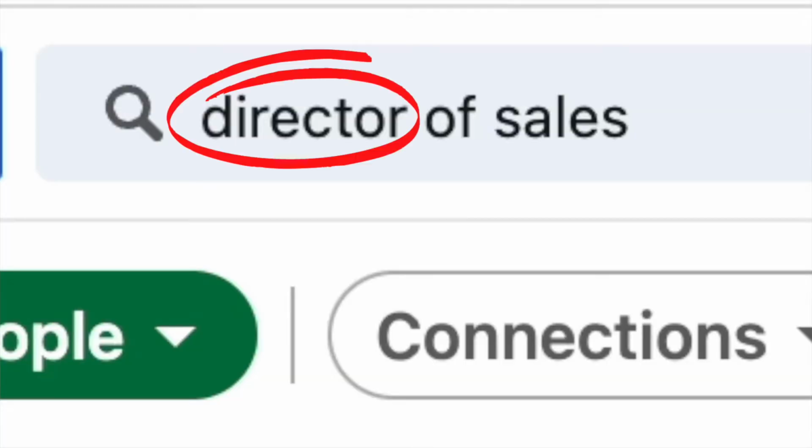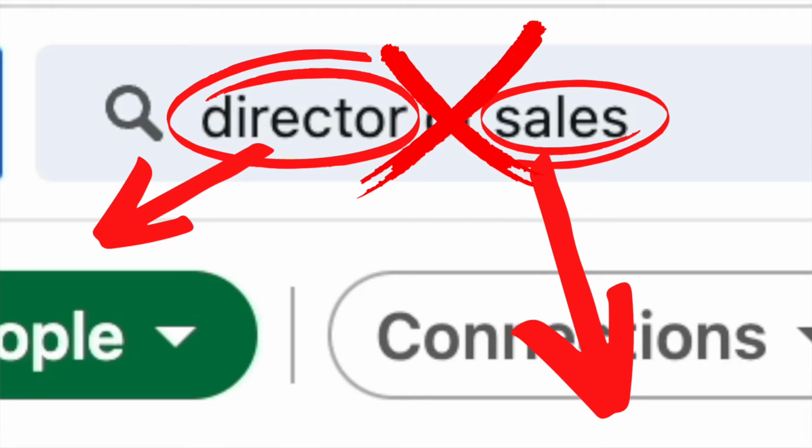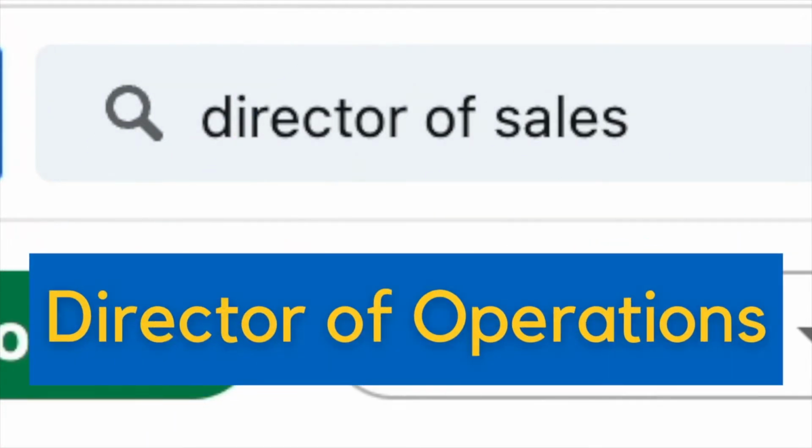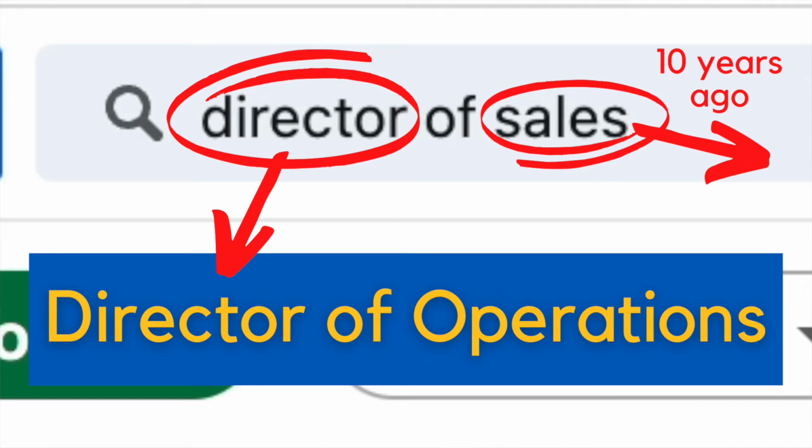Now, the problem here, besides the fact that you now have to sift through 10 million people, is that your search results came up with anyone who has the word director and the word sales anywhere in their profile, not necessarily together. And by the way, prepositions like of and other small words are ignored in the LinkedIn search engine. So another type of person who could show up in your search results is, say, someone who's director of operations in their current job position, because the word director is in director of operations, and maybe they showed up in your search because they were in sales 10 years ago and the word sales appears in some other job description in some past job experience.